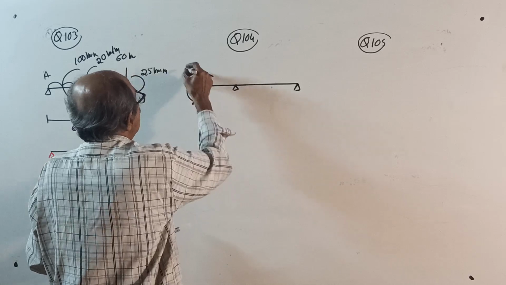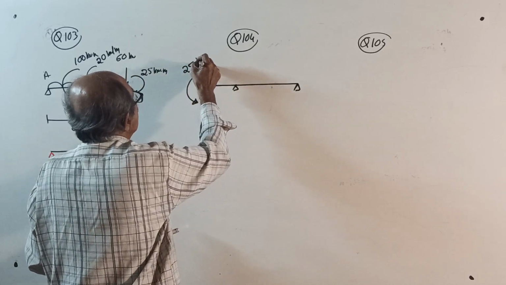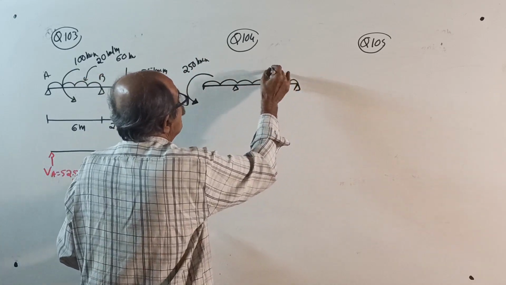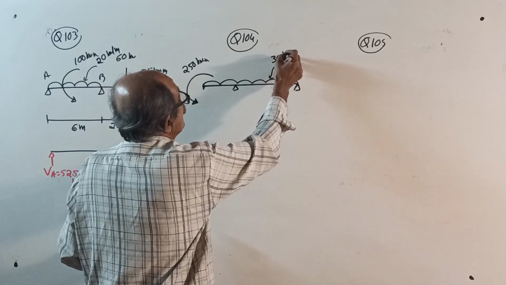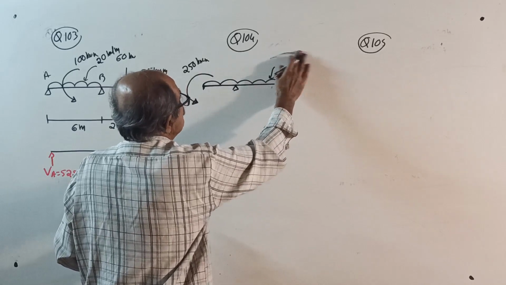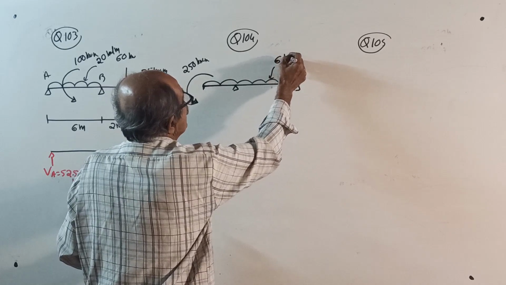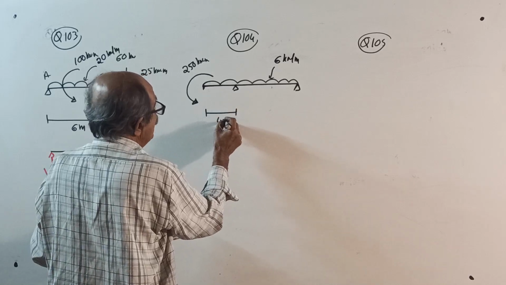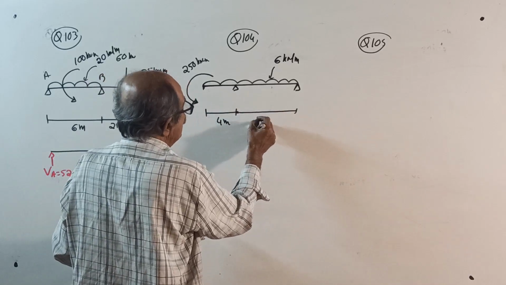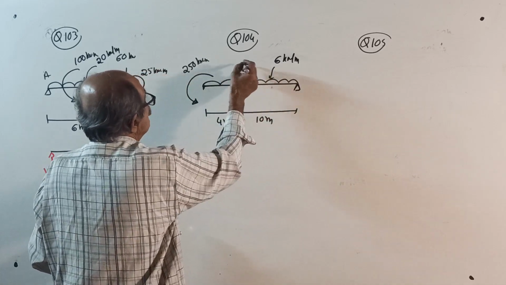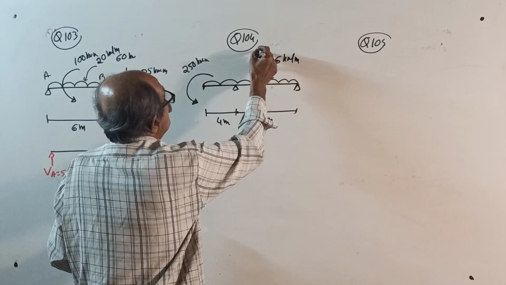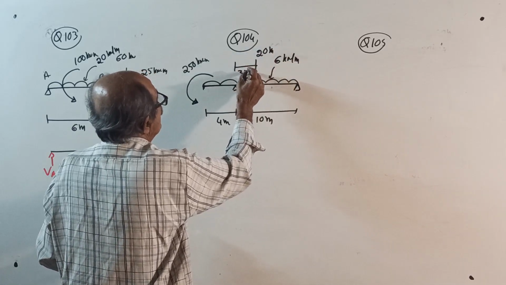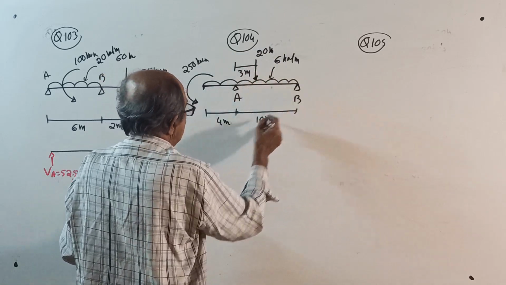Anti-clockwise couple of 250 kilonewton meter here. And then full UDL of 30 kilonewton per meter. No, not 30. 30 means positive will come. 6 kilonewton per meter. This distance is 4 meter. This is 10 meter. And another one point load here of 20 kilonewton at 3 meter from here. This is A, this is B. Answer.